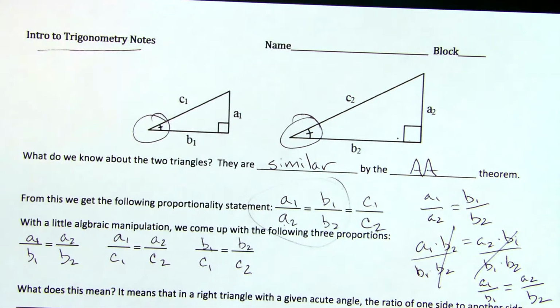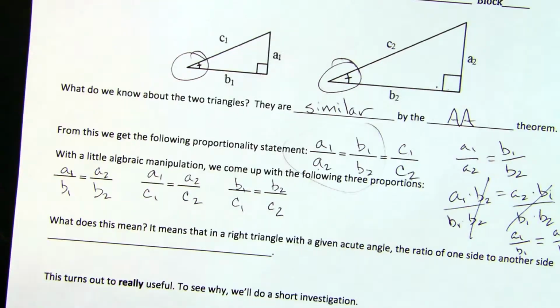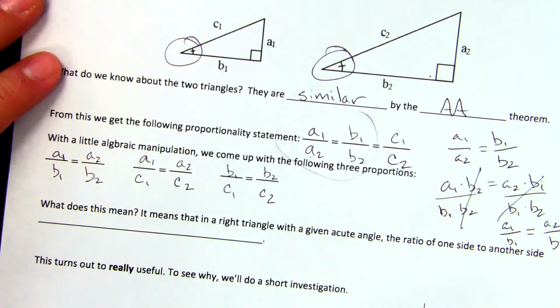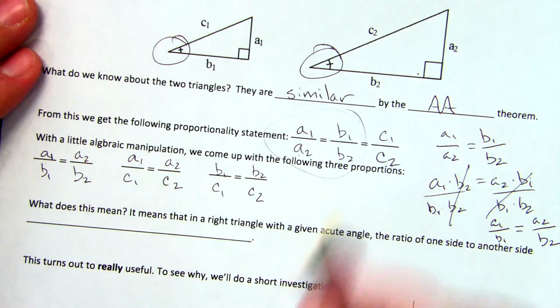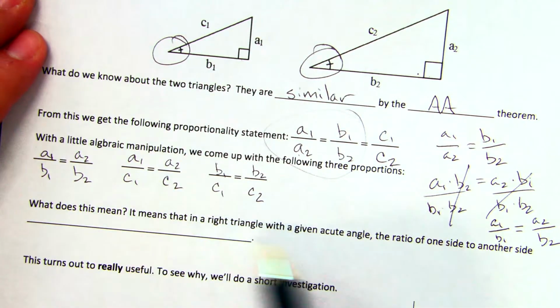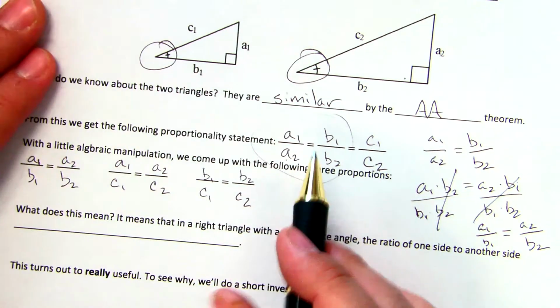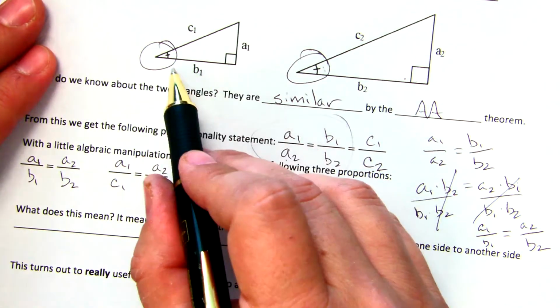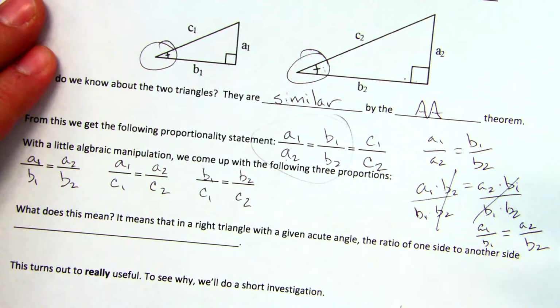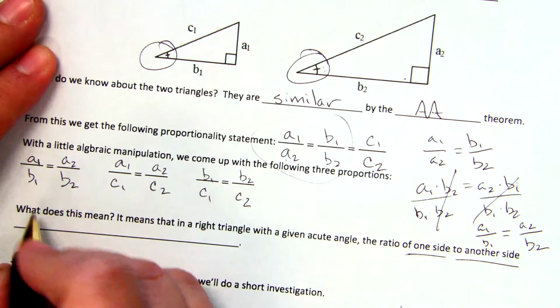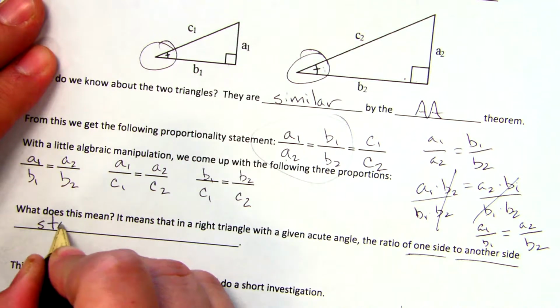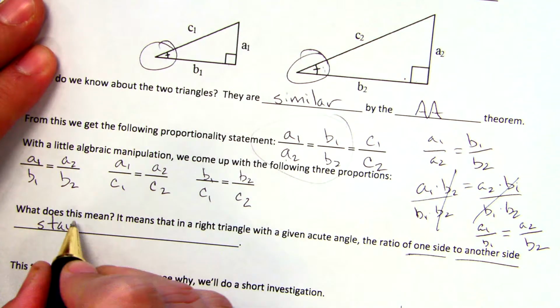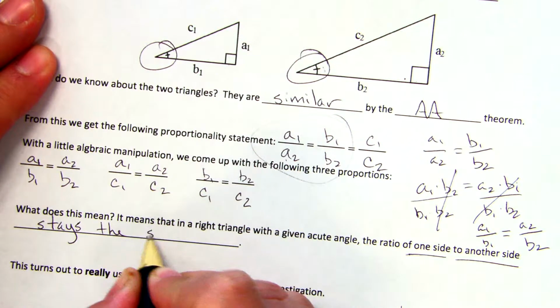What does this mean, though? This is a lot of fancy algebra. I don't really care because we're not going to spend a lot of time doing this kind of stuff. What we care about is what it shows us. It shows us that in any right triangle with a given acute angle, so here's my acute angle, it doesn't matter how big the triangle is, it's always going to be the case that the ratio of any one side to any other side is going to stay the same.